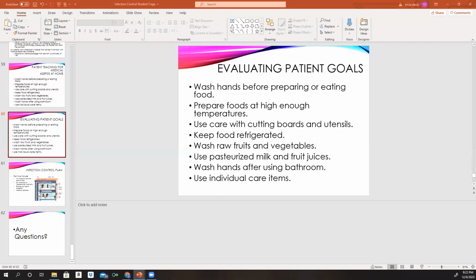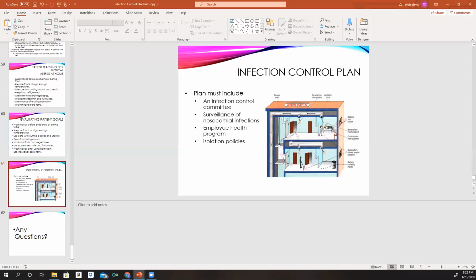So evaluating patient goals. Oh, we just did that. Hold on, I clicked the wrong one. Sorry, guys. Actually, okay, I think that slide is there twice. I have to remove that.